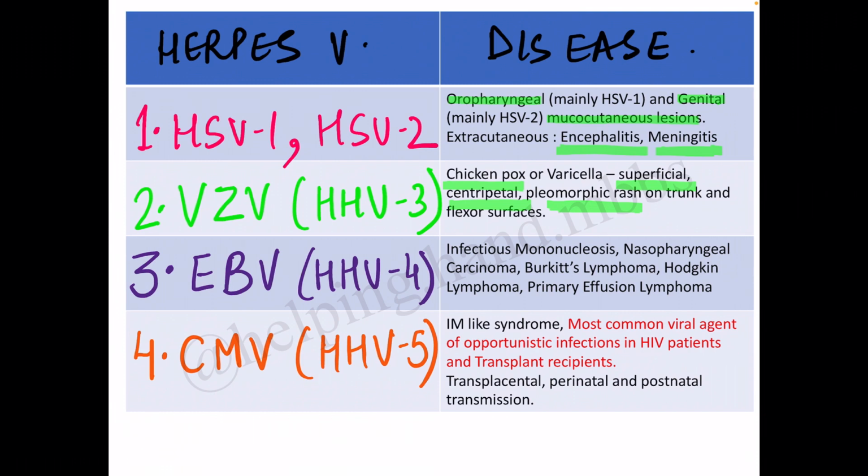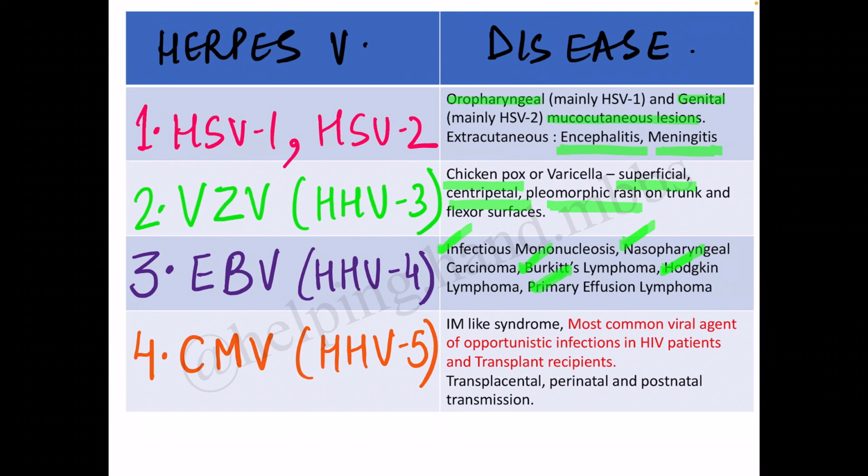See, EBV is associated with many diseases. I have tried to just put up the important ones. It causes infectious mononucleosis. It causes nasopharyngeal carcinoma. It is associated with Burkitt's lymphoma, with Hodgkin's lymphoma, with primary effusion lymphoma, that is seen in Kaposi sarcoma. So these are the important ones. If you cannot remember everything about EBV, at least you should know which infections it causes.